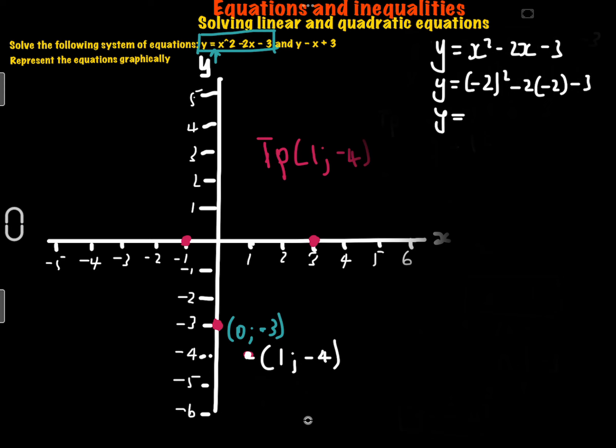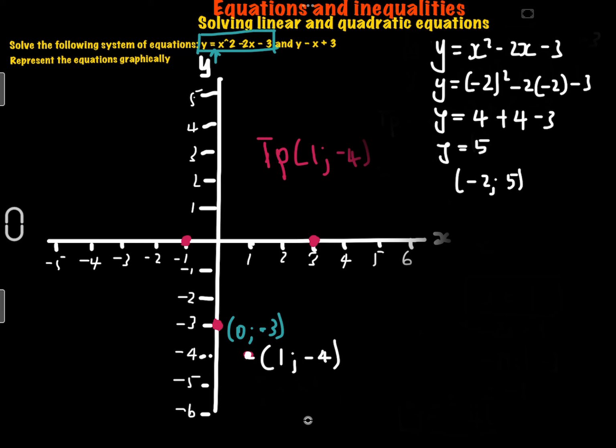Y is equal to 2 times 2 gives me 4. And then -2 times -2 gives me positive 4, minus 3. Y is equal to 4 plus 4 gives me 8, minus 3 gives me 5. So in this case, we can clearly see when x is equal to -2, y is equal to 5.